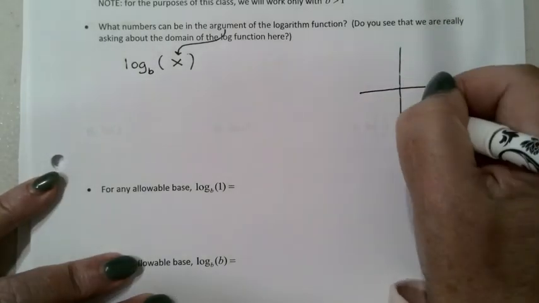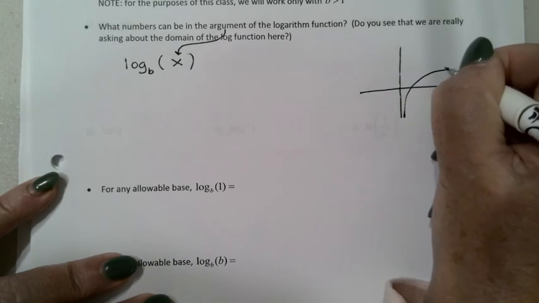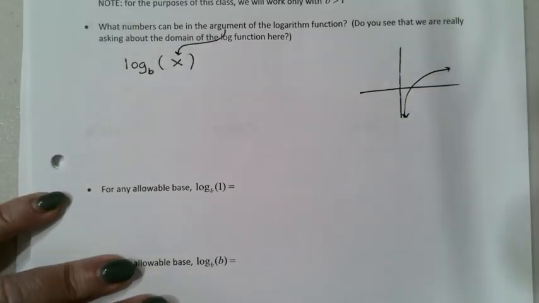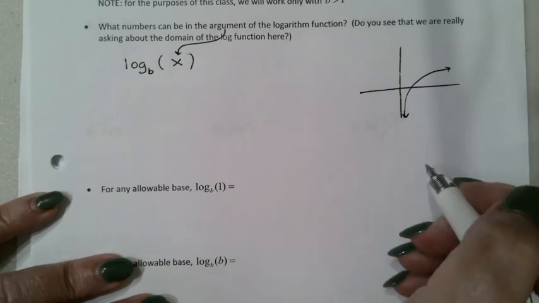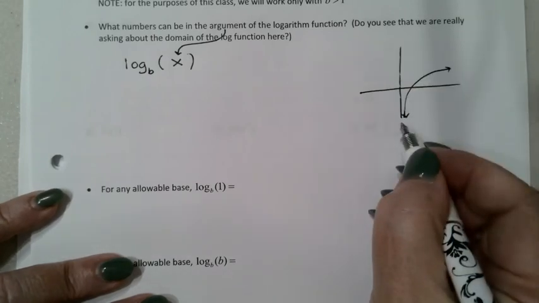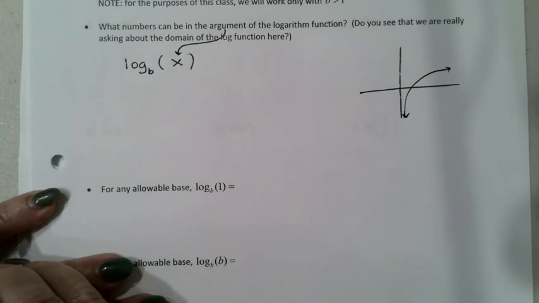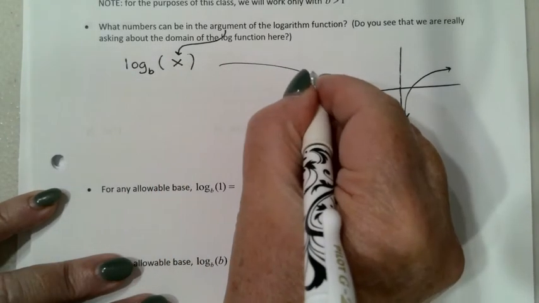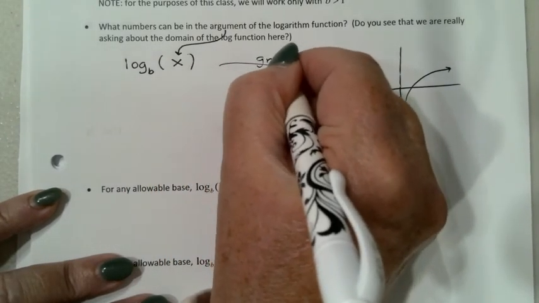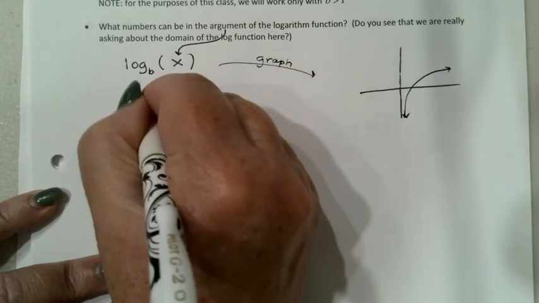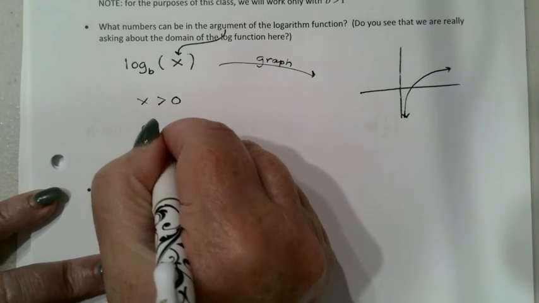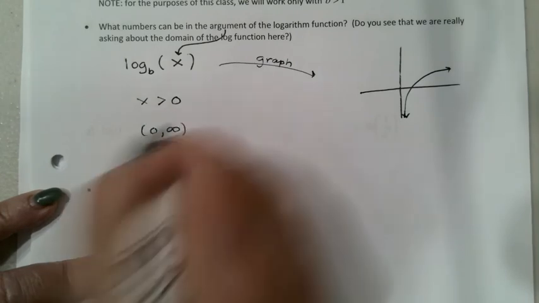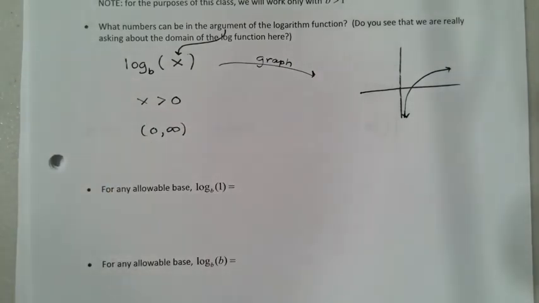If you remember back to last time when we were graphing, that was the typical graph of a logarithm function. And all those x values are bigger than 0, right? In fact, they're never even equal to 0, they're just bigger than 0. So by considering the graph, I'm going to say x has to be larger than 0, or in other words, anything between 0 and infinity could be in the argument.